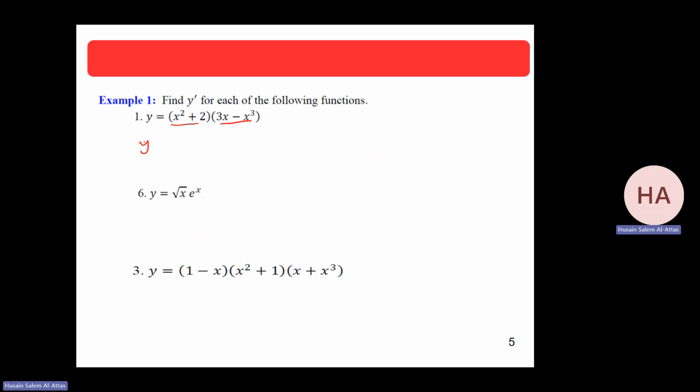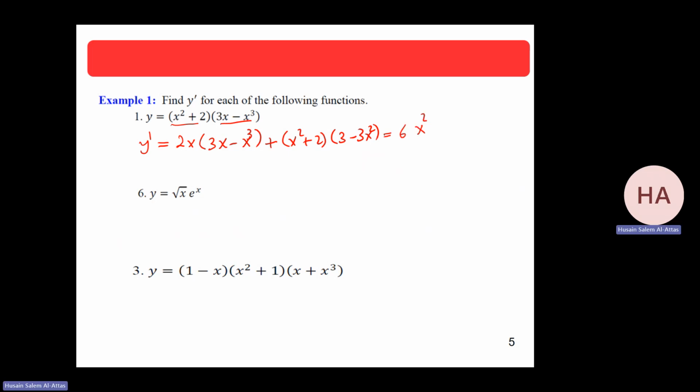Okay, just apply the rule. Y prime will be what? Derivative of the first, 2x, times the second, plus the first times the derivative of the second, which is 3 minus 3x squared. Now do the calculation. You have what?